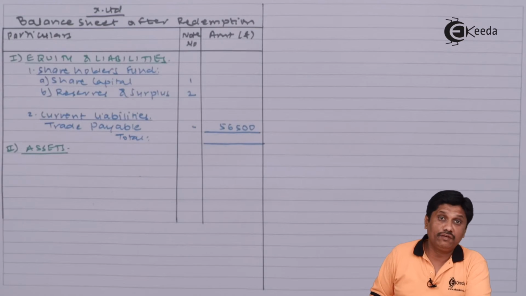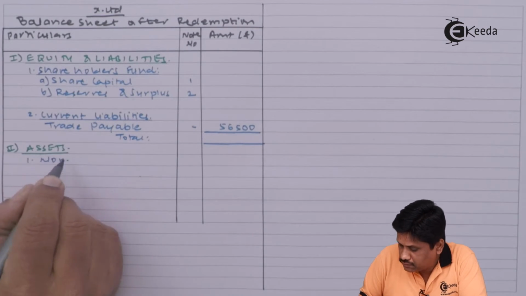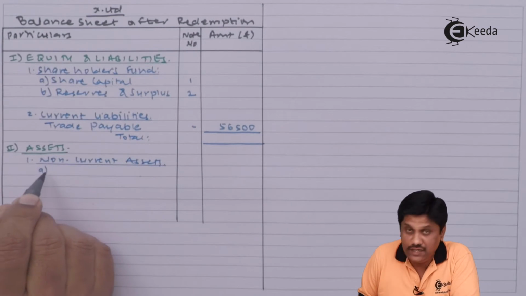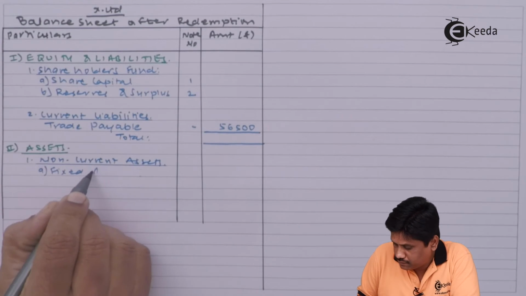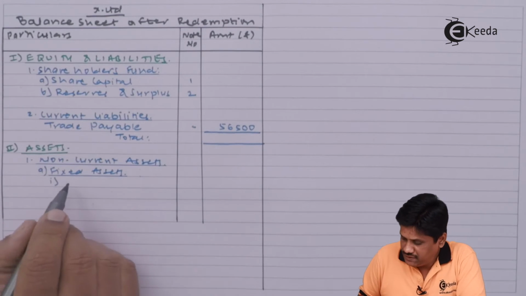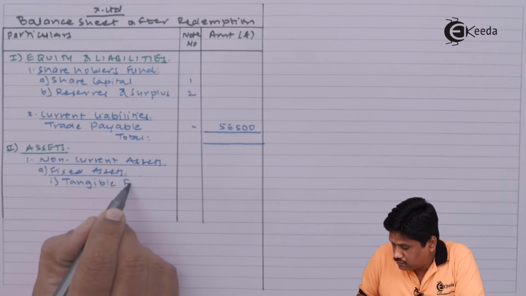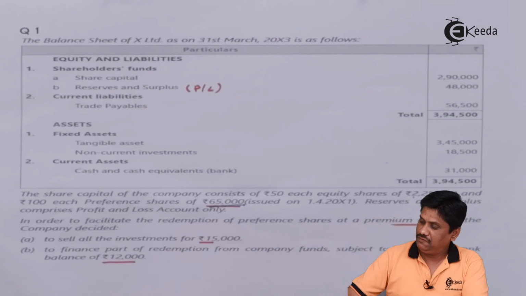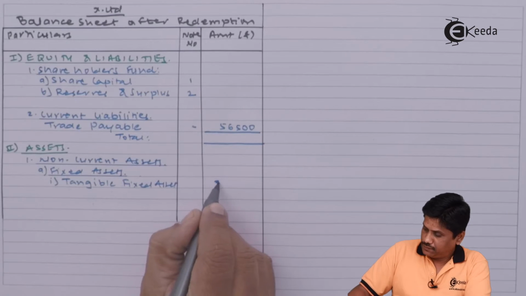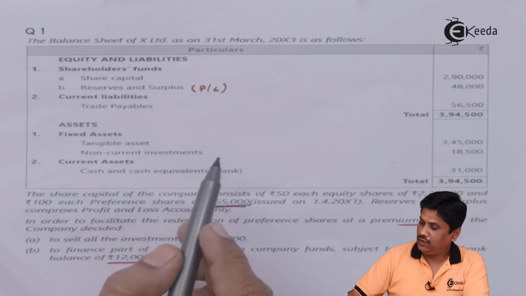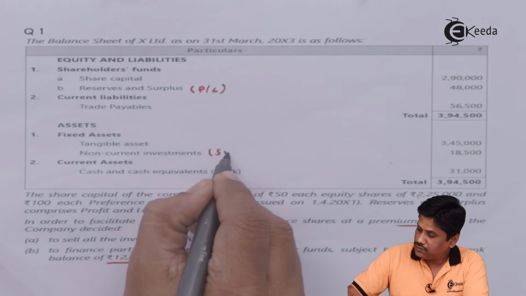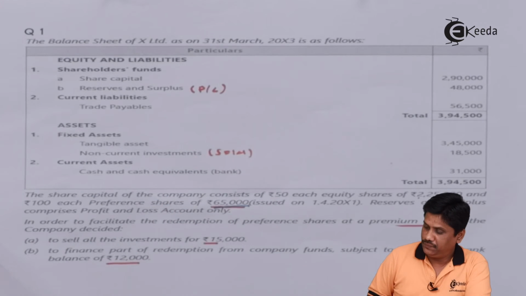In assets, number one, we will have non-current assets. Under non-current assets we will have fixed assets. Under fixed assets we will have number one, tangible. Tangible fixed assets, I think we have not changed at all, so it will be as it is, 3,45,000. If you look, the investments were sold. These investments we have sold, therefore they will not come in my new balance sheet.